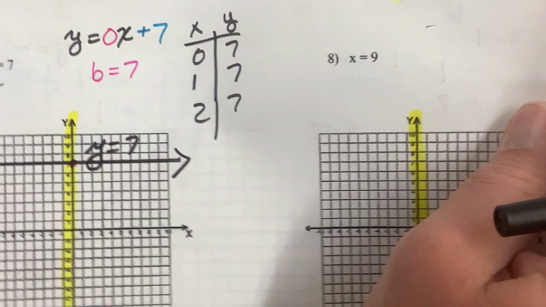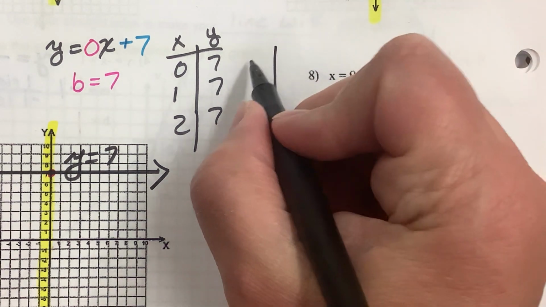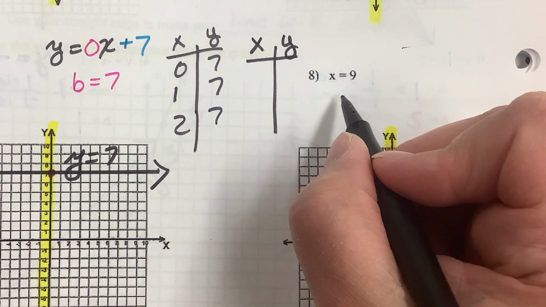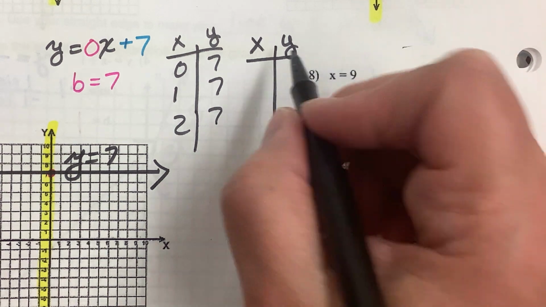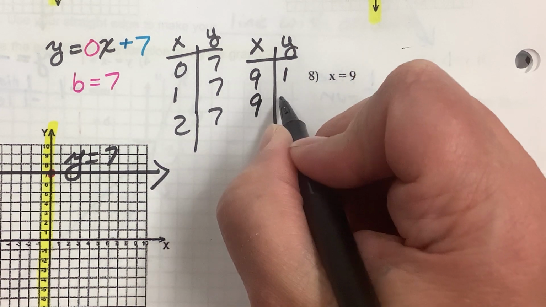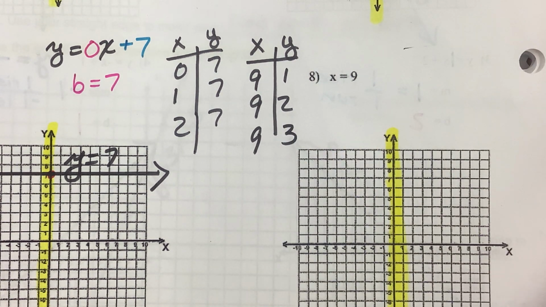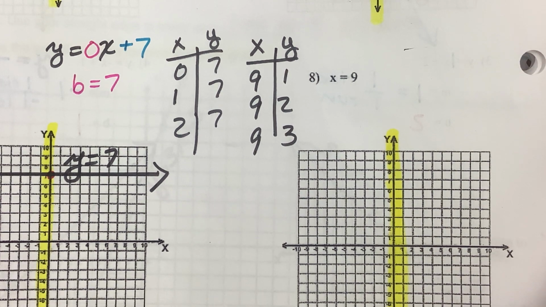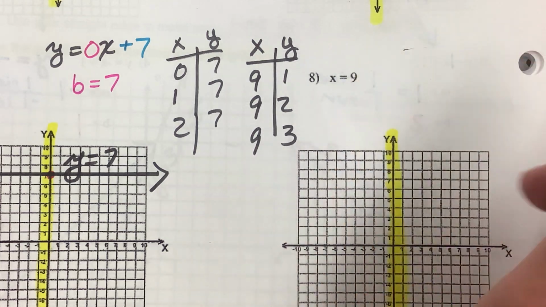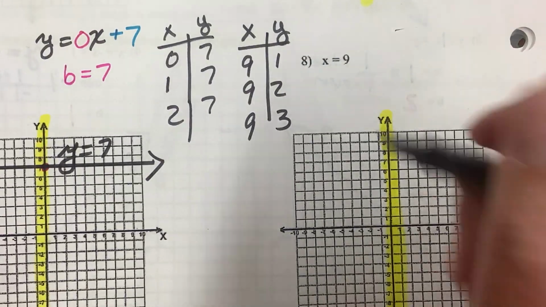Now this is the opposite of that. This is x equals 9. So no matter what, my x is 9. x is 9, y is 1. x is 9, y is 2. x is 9, y is 3. It doesn't matter. x is always 9. y can be anything, but it tells me x is 9. This is the undefined slope.